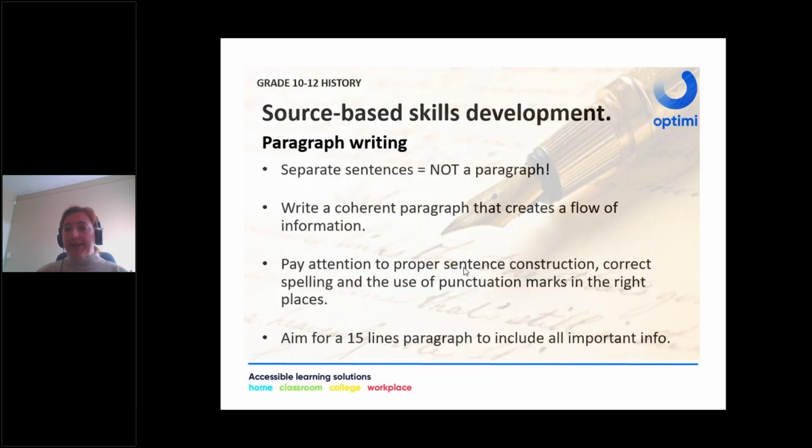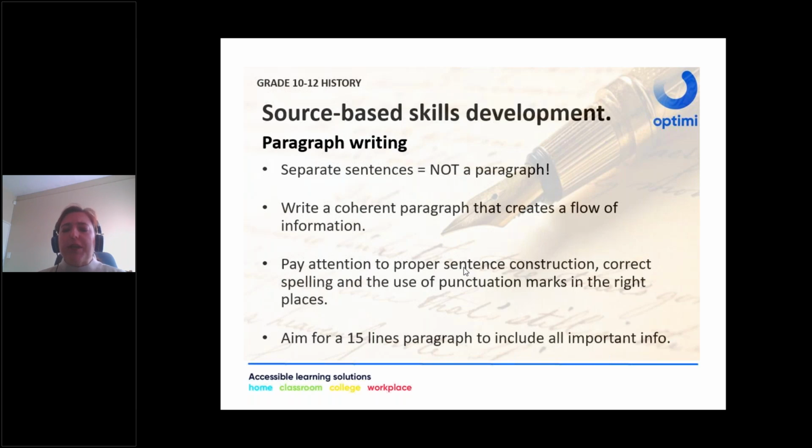Okay, let's look at paragraph writing. Now, this is also where a lot of you lose marks. Okay, the reasons. Many of you still write separate sentences and not a paragraph. People, you have to write a coherent paragraph and not separate sentences. Okay. So it's very important that you also create a flow of information within your paragraph. Pay attention to proper sentence construction, the correct spelling, and the use of punctuation marks in the right places.